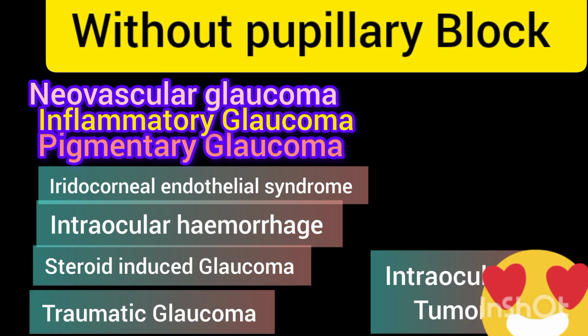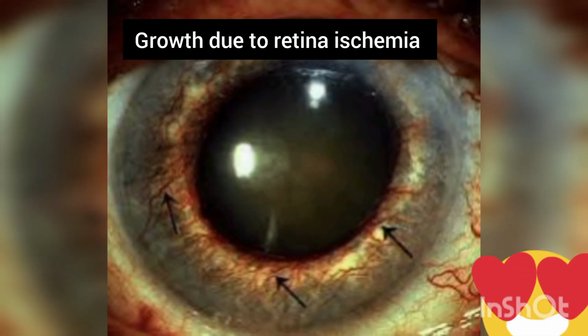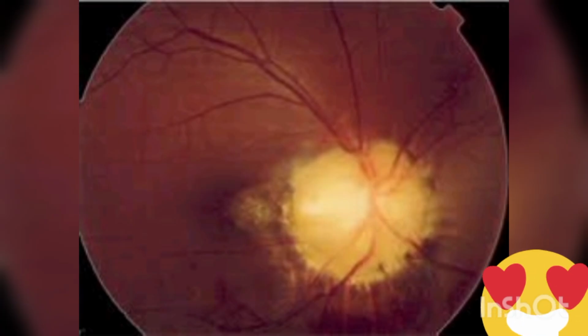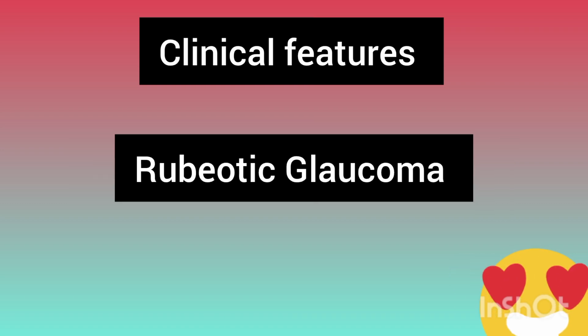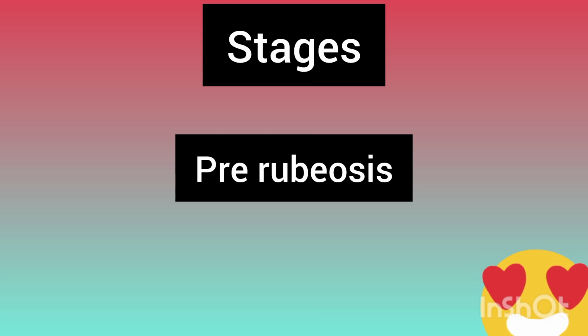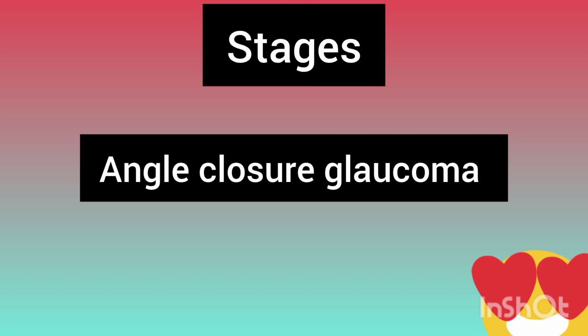Breaking them down one after the other, we have the neovascular glaucoma. This is caused by an abnormal blood vessel growth over the trabecular meshwork, typically due to retinal ischemia, for example diabetes, vein occlusion. For the clinical features, we have the hemorrhagic glaucoma, thrombotic glaucoma, and congestive glaucoma. Neovascular glaucoma has 4 stages. We have the prerubeosis, the preglaucoma, the open angle glaucoma, and the angle closure glaucoma.